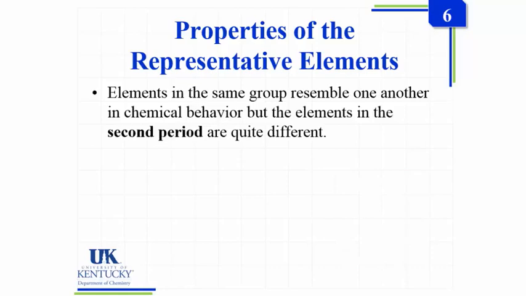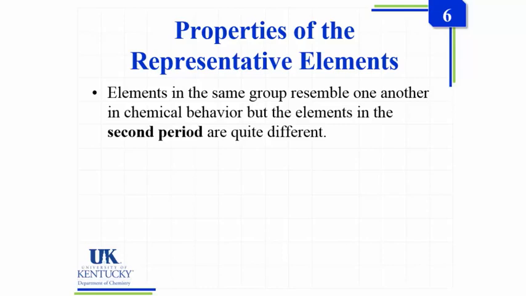What we see is that elements in the same group resemble one another. Now remember, when we talked about the design of the periodic table, they knew nothing about the electron configurations. They just started putting things together from smallest to largest and putting them where they overlapped if they had similar chemical behaviors. Now we're going to see why all of that information plays together to give us that similar behavior.